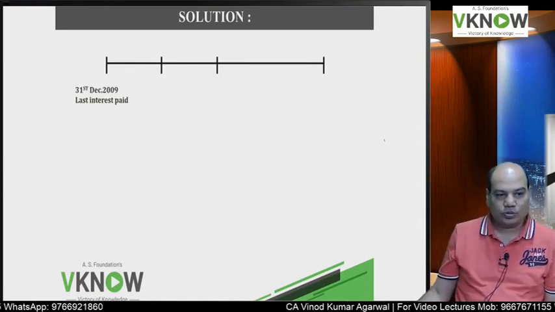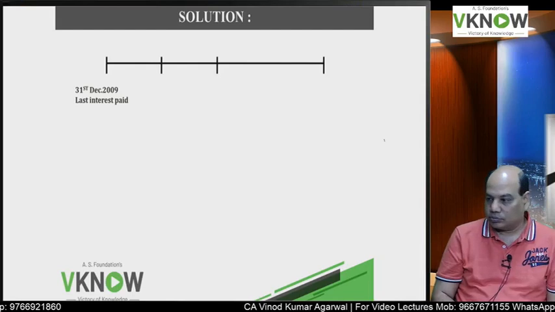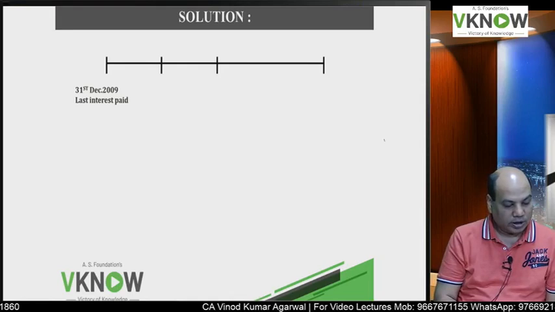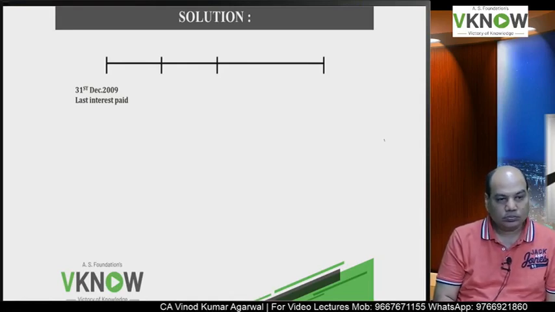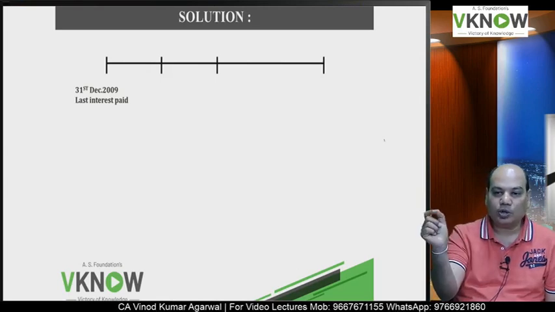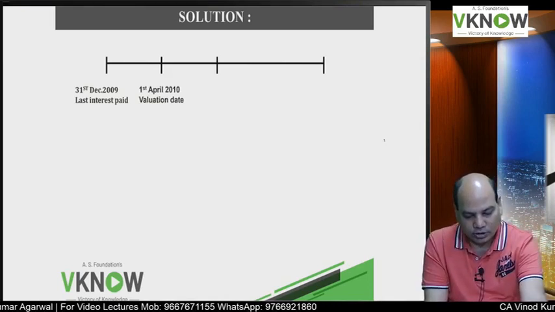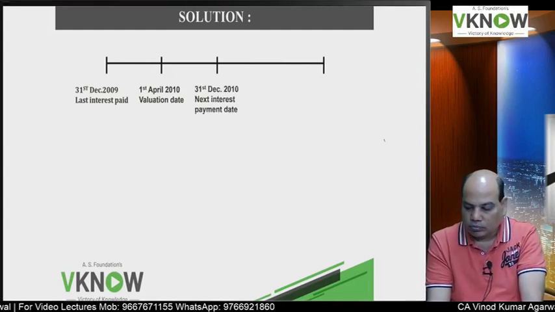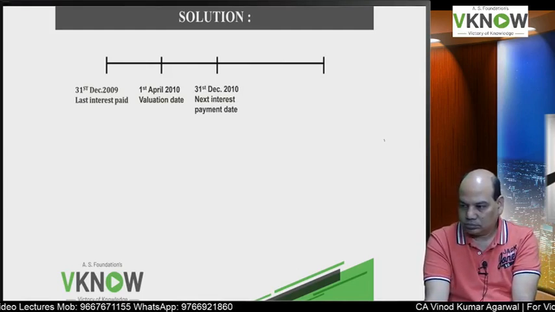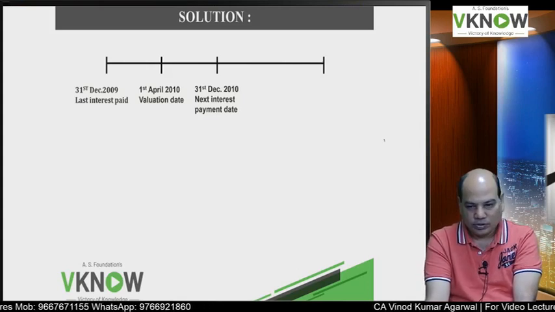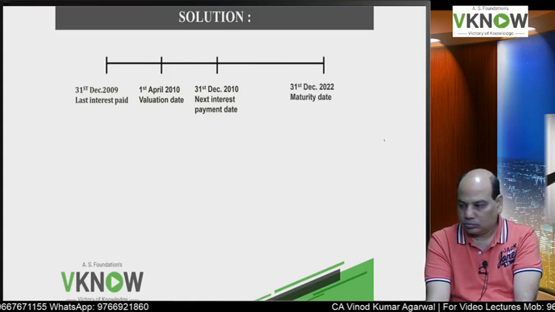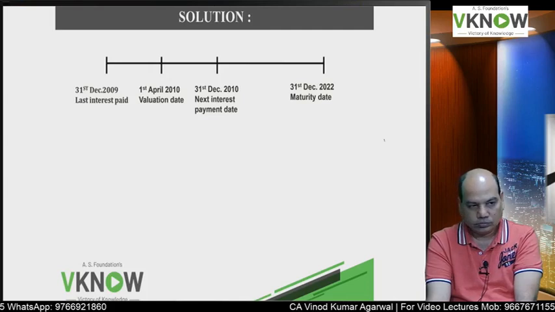Write down timeline. This timeline is not required for exam, but might help you in the revision. Question 15, page number, write down in bracket past exam question. Write down again, very important question. Please note down, very important. Must revise 1 day before exam. So 31st December 2009 last interest paid. 1st April 2010 is the valuation date. 31st December 2010 is the next interest payment date, and 31st December 22 is the maturity date.